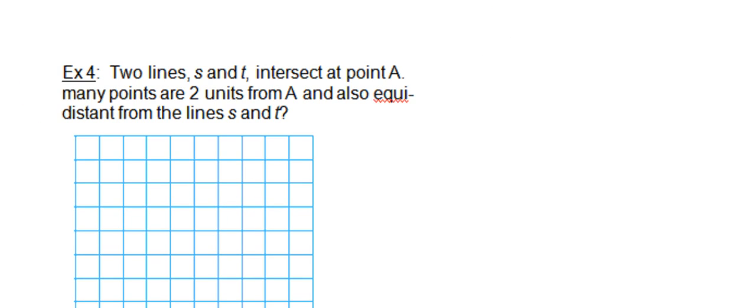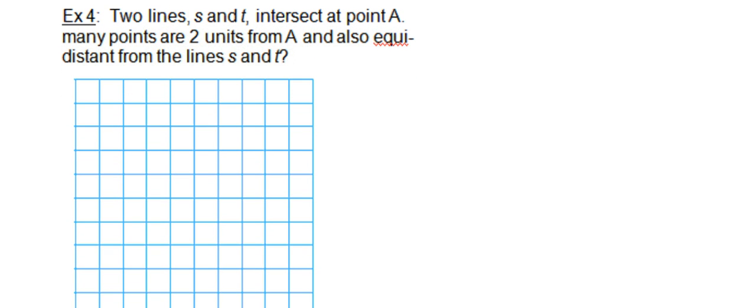All right, next one, similar. It says 2 lines S and T intersect at point A. So that's my given. That's what I'm starting with. I'm going to go ahead and sketch those lines S and T.